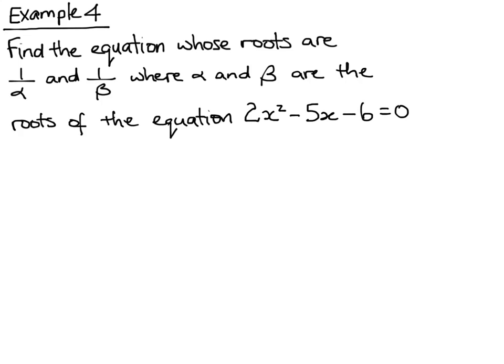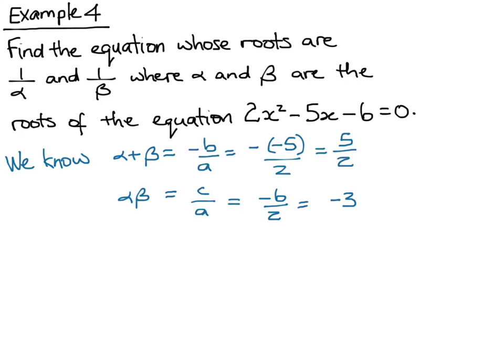Find the equation whose roots are 1 over alpha and 1 over beta, where alpha and beta are the roots of the equation 2x squared minus 5x minus 6 is equal to 0. So here you see we have two different equations. We want an equation where the roots are 1 over alpha and 1 over beta, and we have the equation where the roots are alpha and beta.